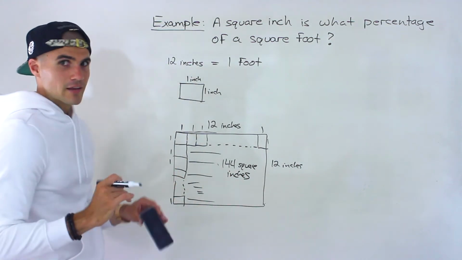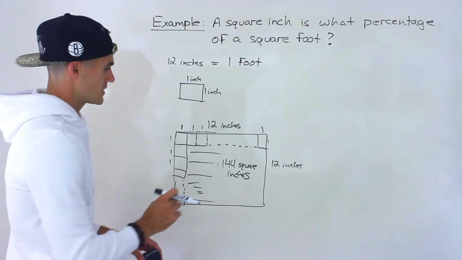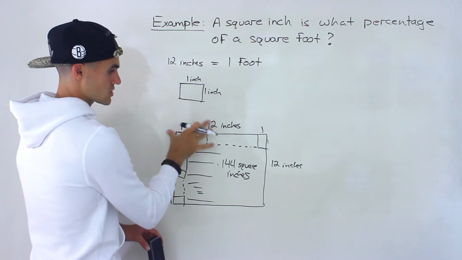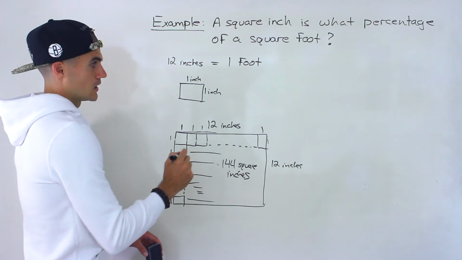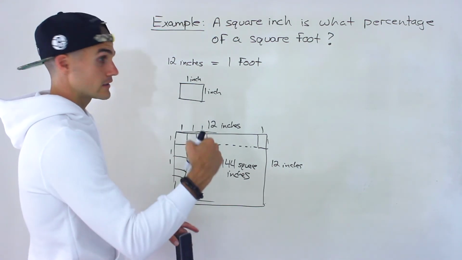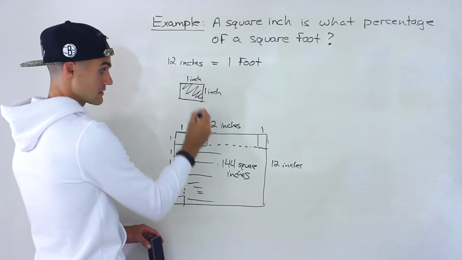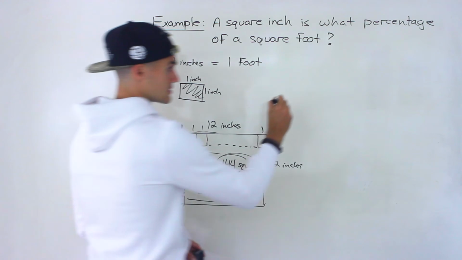I could have maybe explained that a little bit smoother, but hopefully you see what I'm saying. There's basically 144 of these square inches within this square foot. You can draw 144 of these. And so to calculate the percentage, we'd basically take 1 of these and divide it by 144 of these.